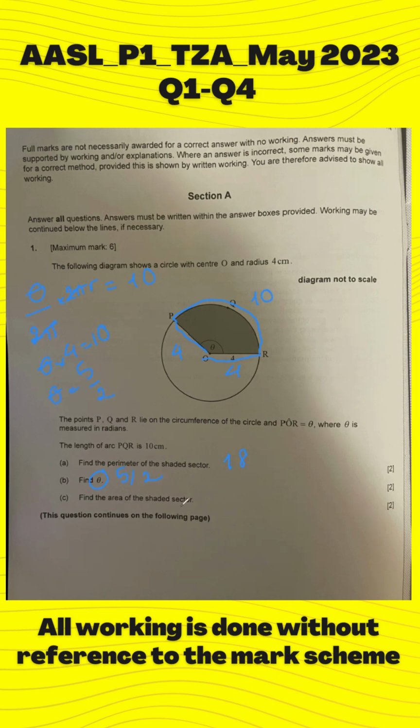Find the area. The area will be theta divided by 2 pi times pi r square. Now simplify. So we have 5/2 divided by 2 times 4 square, which is 5/4 times 16. So this will be 20.